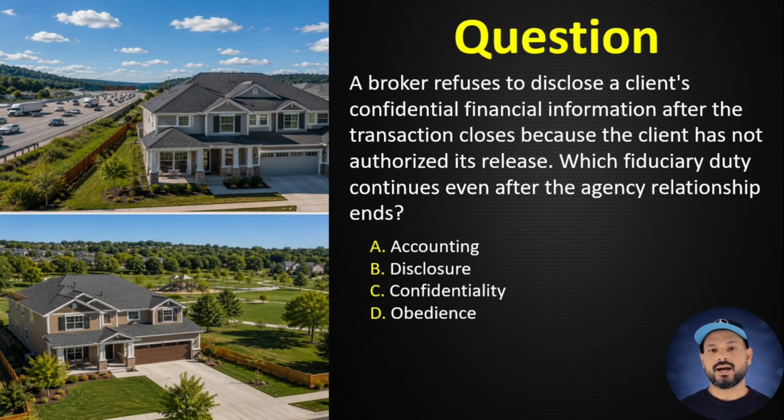Question number 49. A broker refuses to disclose a client's confidential financial information after the transaction closes because the client has not authorized its release. Which fiduciary duty continues even after the agency relationship ends? A, accounting. B, disclosure. C, confidentiality. D, obedience. Correct answer, C, confidentiality. A broker's duty to protect confidential information generally survives the agency relationship.